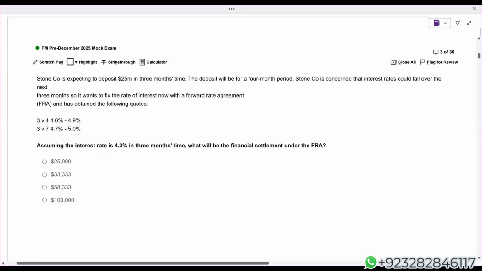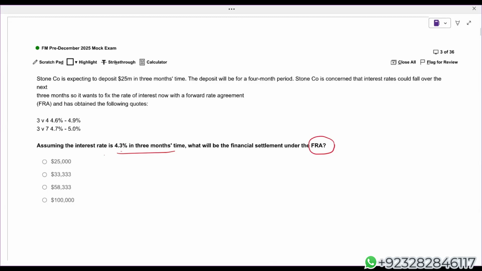Assuming interest rate is 4.3% in 3 months time, what will be the financial settlement under FRA, forward rate agreement? Students, first you need to understand the question, what exactly examiner is asking you to do.